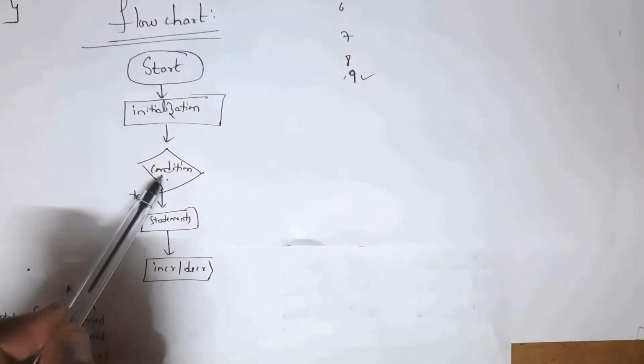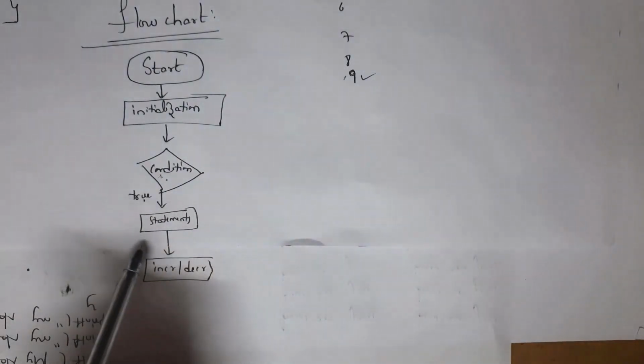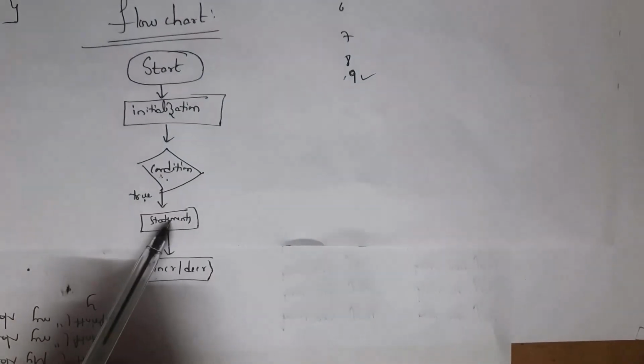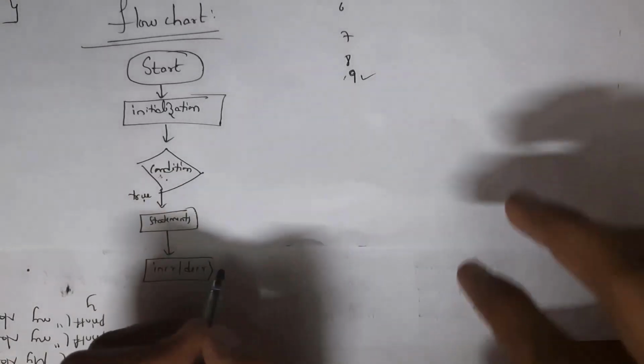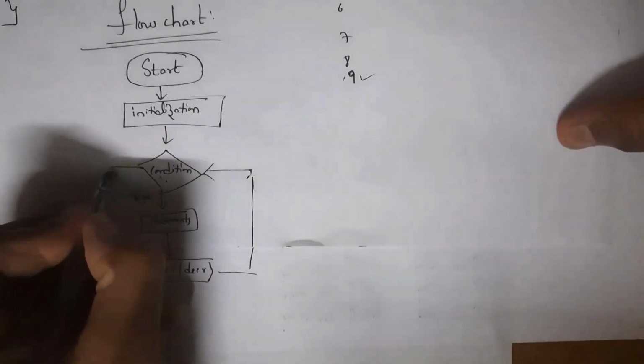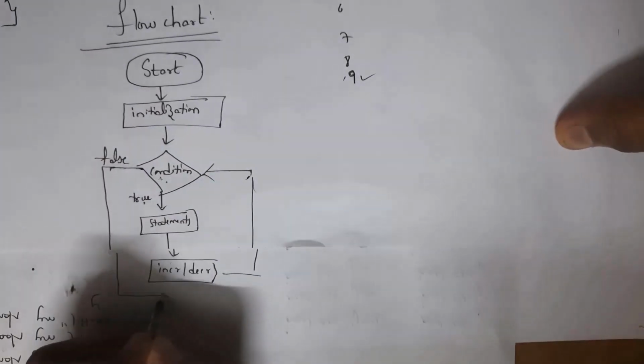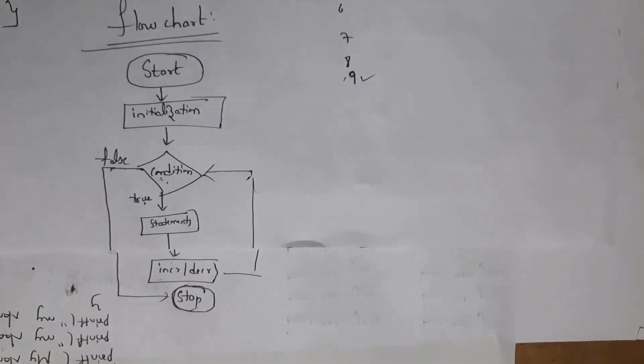Until this condition is true, statements inside this for loop will be printed. And whenever it prints a statement, it will increment the value. And after incrementing the value, again it will check the condition. And at last, if the condition is false, then we can stop the for loop. So at last write here stop. This is the flowchart for the for loop.